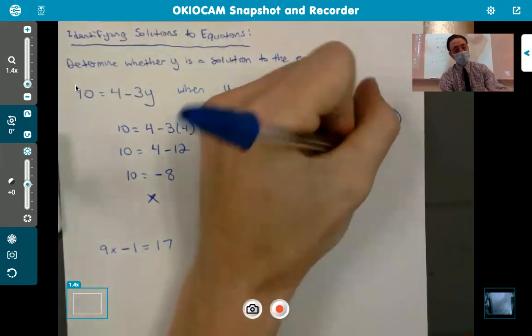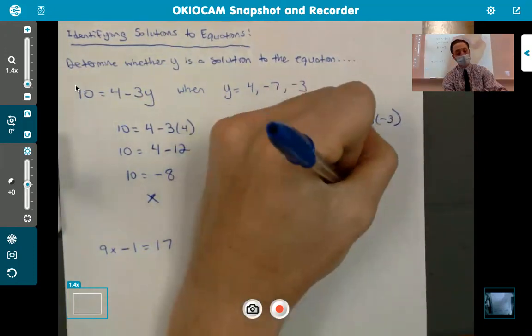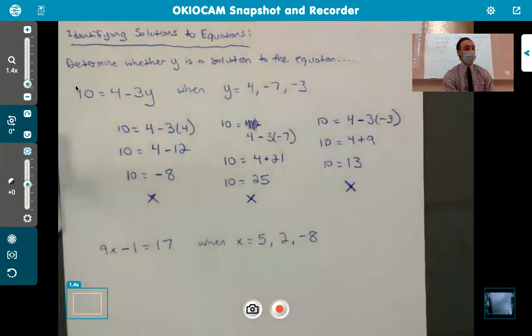Is having 10 things the same thing as having 13? No. So then would you say negative 3 is a solution or isn't a solution? Isn't, right? So given these values, everything that we plugged in actually didn't work, right? So none of those values would be solutions, okay?